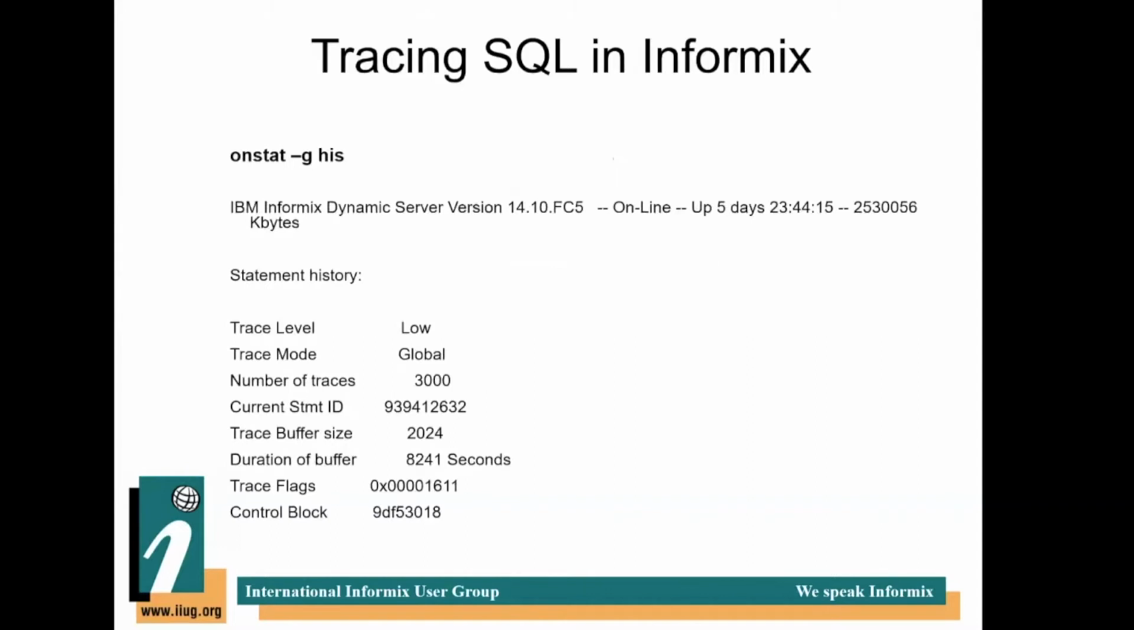And here's an example when you run the onstat -g his. The first information shows your trace level, your trace mode, number of traces, the current statement ID, trace buffer size, and duration of your buffer, meaning how many seconds these SQLs are stored in the trace buffer.